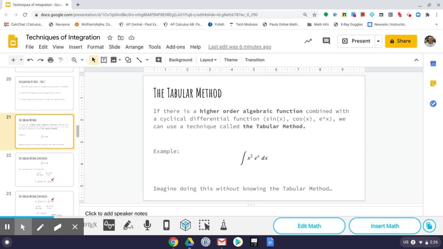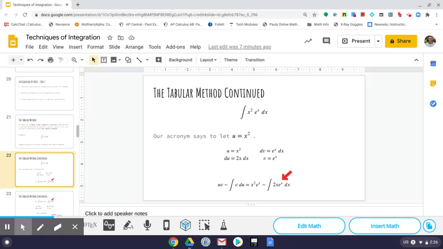What would we do? Well, we notice it's a multiplication of 2 different types of functions, an algebraic multiplied by an exponential function. Think about your acronym LIATE. I'm definitely going to use u equals x squared as my u, and dv is equal to e to the x. In LIATE, the exponential is at the very end, so I'm definitely not going to use e to the x as u, so I'm going to use x squared. Let's just see where it goes.